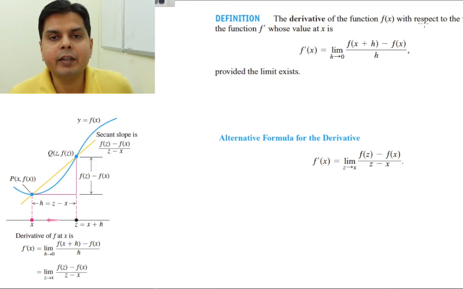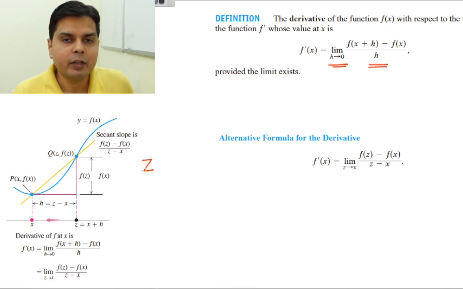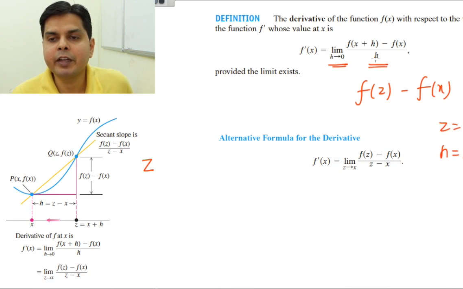We can define derivative in another way also. Like I had defined that the derivative of the function f(x) with respect to variable x is f prime x is equal to limit h tends to 0 of f of x plus h minus f of x, divided by h. Instead of x plus h, suppose I take my point as z, then what will this definition become? This will become f of z minus f of x. Now my z is x plus h, so I can write my h as z minus x.